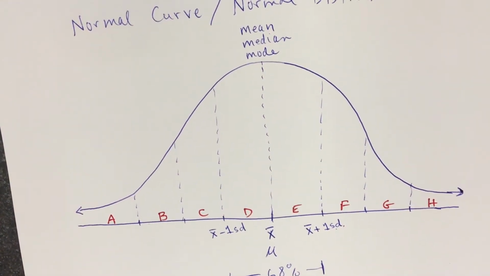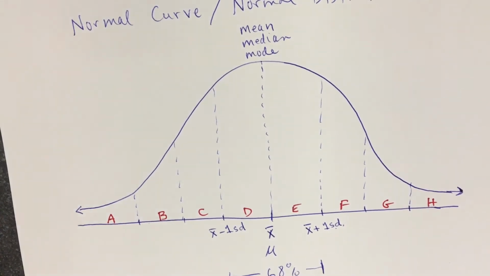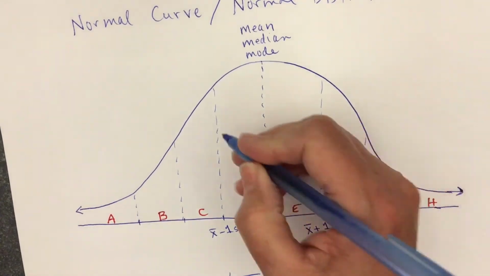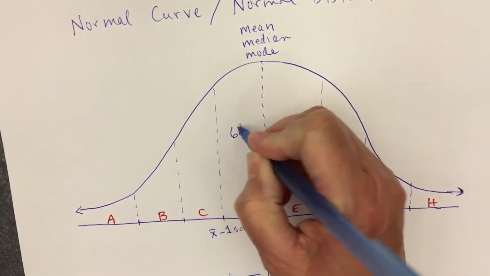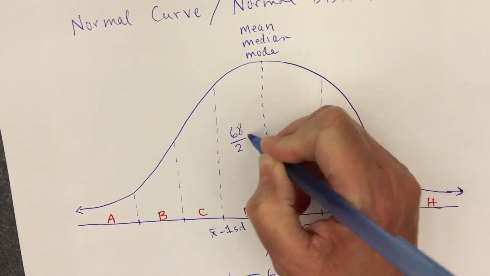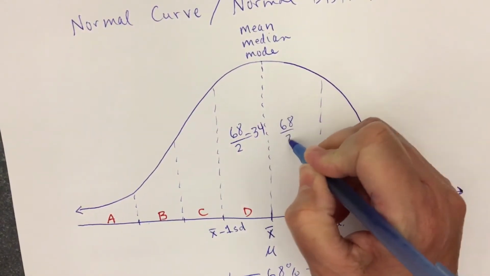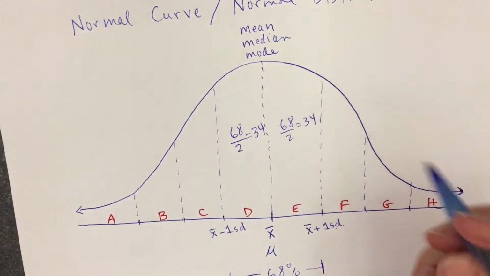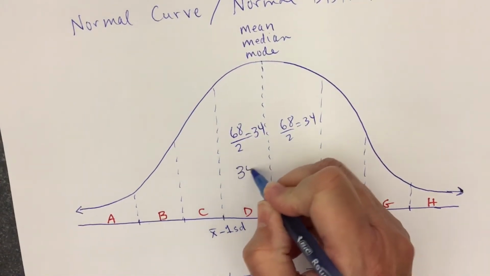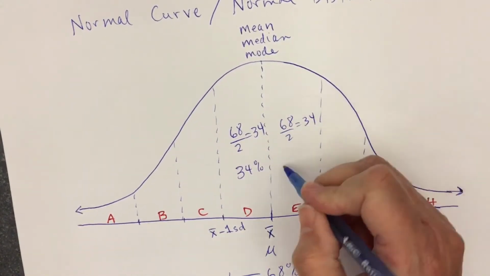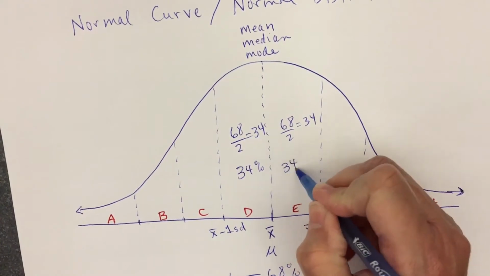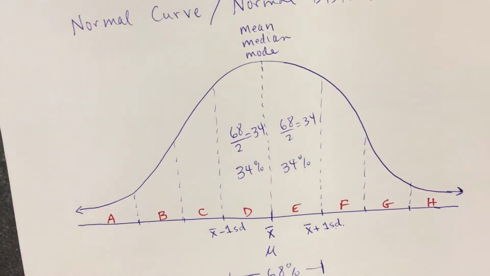Okay, so for regions D and E, 68% of the data is there. We'll take 68%, divide by 2, and I get 34 on both sides because they're the same size. So 34% of the data is in D and 34% of the data is in E.